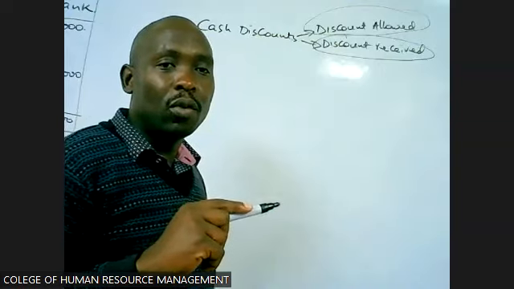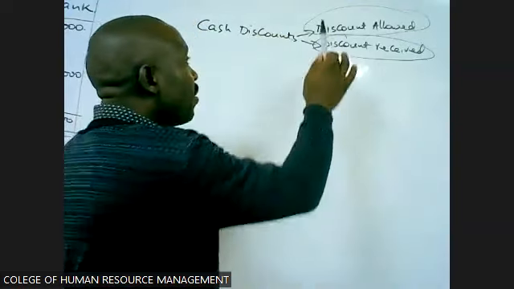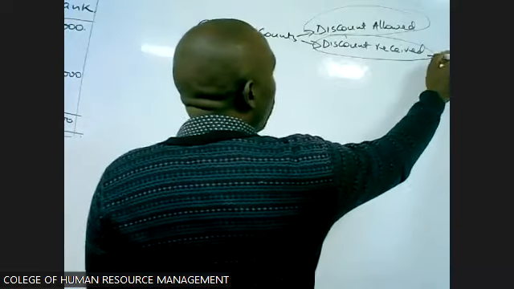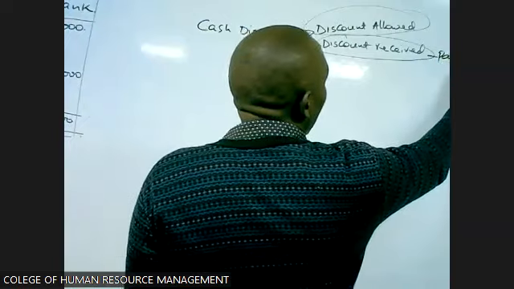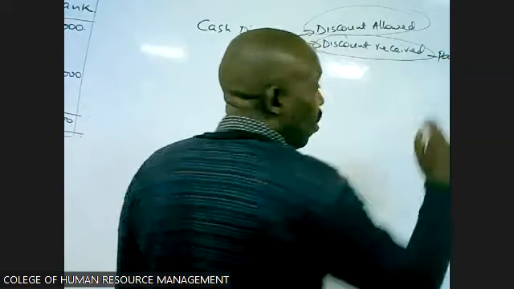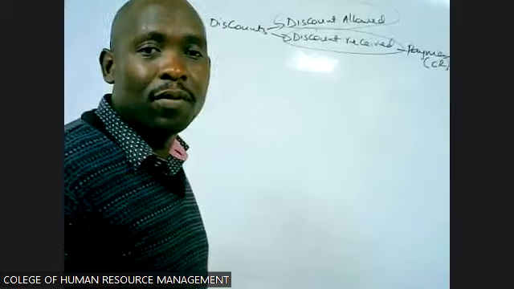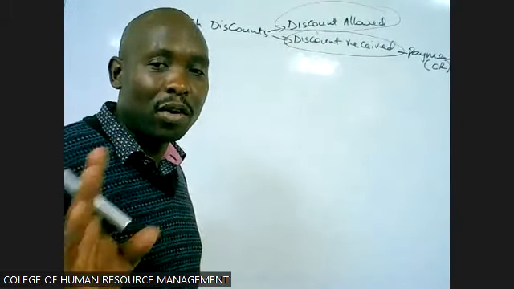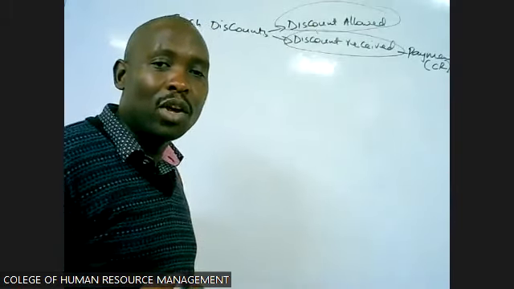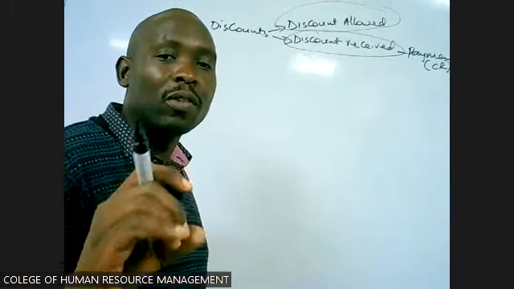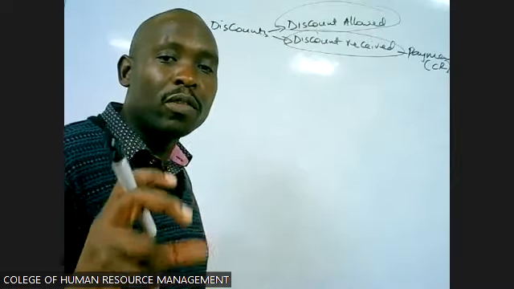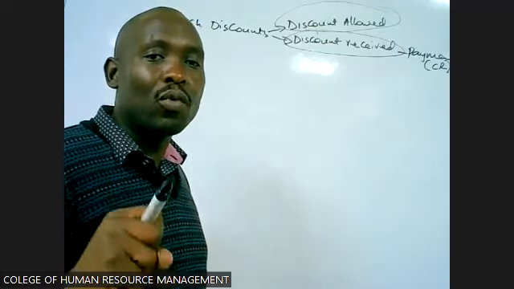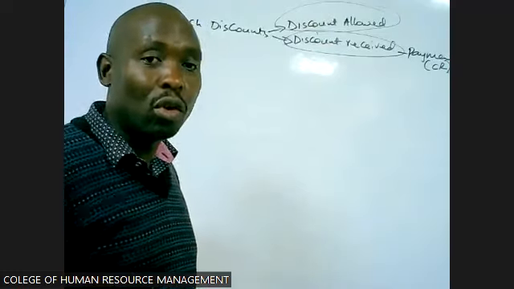The reason I am saying so is for you to note that the discount received, you receive when you pay. So this one is going to be on the payment side, or in short, it is going to appear on the CR. You receive a discount when you pay. You cannot receive a discount when you are receiving money. And the discount allowed, you allow to the person who is giving you money. So when you receive money from your customers, those are the people you allow discounts to. Some of them, not all of them.